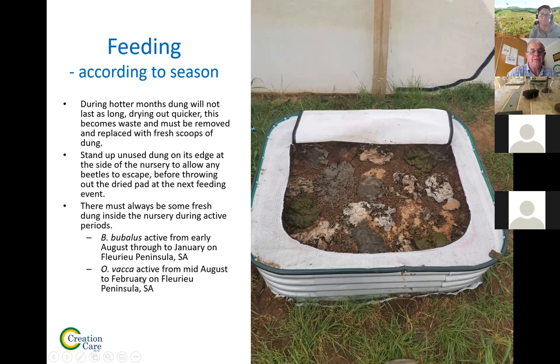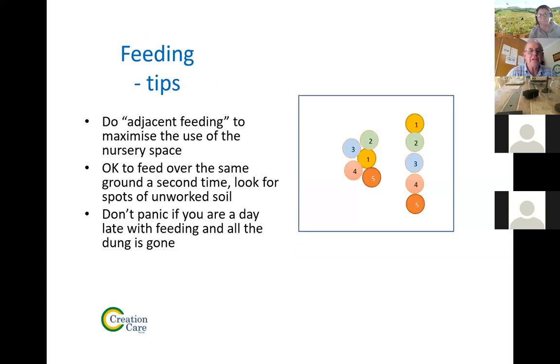And again, for vaca, the whole activity period, which is a little bit longer than your bubalis, because vaca has the F1 generation that comes out in December, January, and that needs to be fed in February. So that's a little bit longer. So that whole activity period concept.